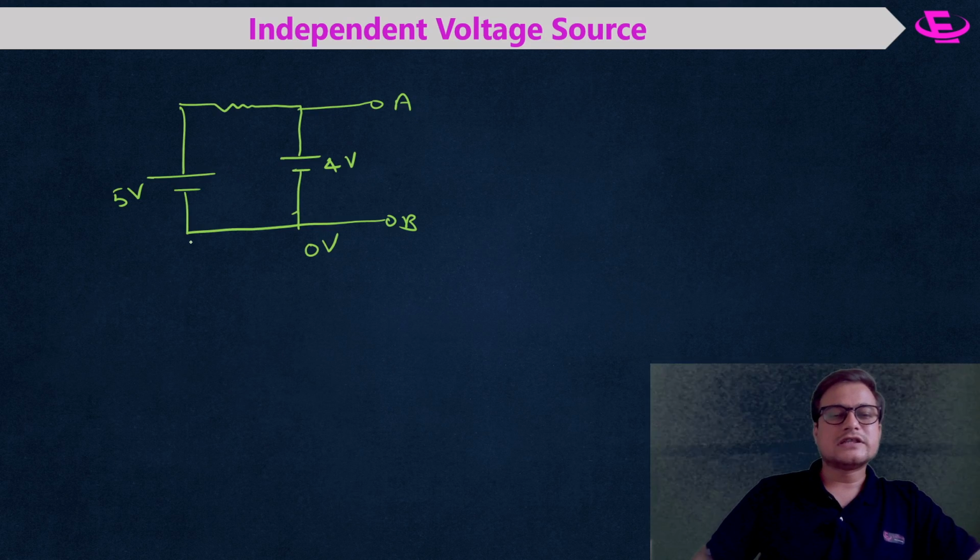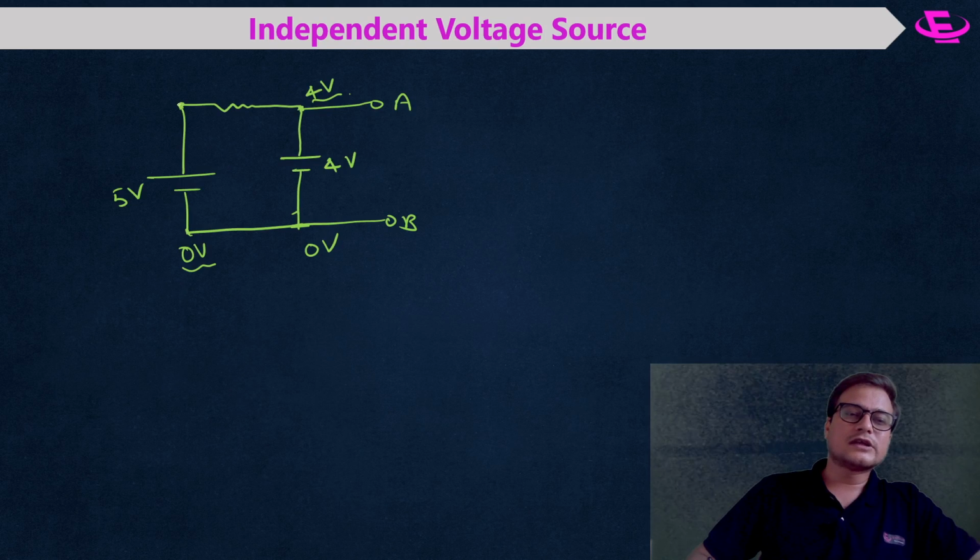So what do you see? This is the reference point, voltage is 0 volt. This battery is saying that here the potential should be 4 volt. Now this battery is saying that the potential of this point should be 5 volt.